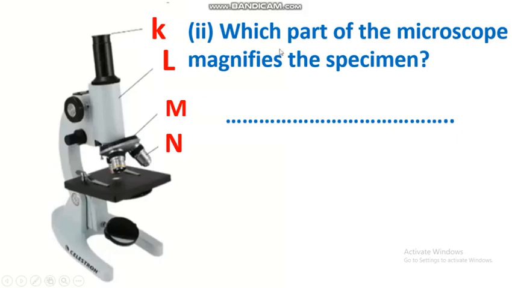So they want us to identify which part of the microscope is able to magnify the specimen. So the part of the microscope that magnifies the specimen is the objective lens, which is the part labeled N. So this is our answer, part N, which is the objective lens.